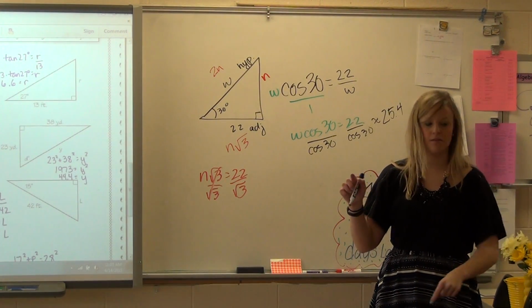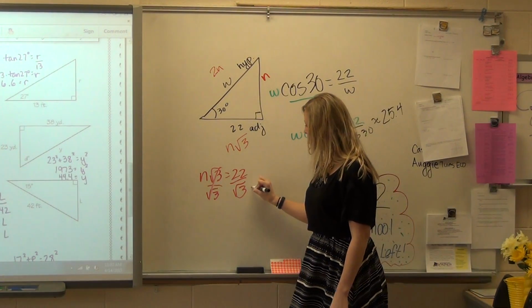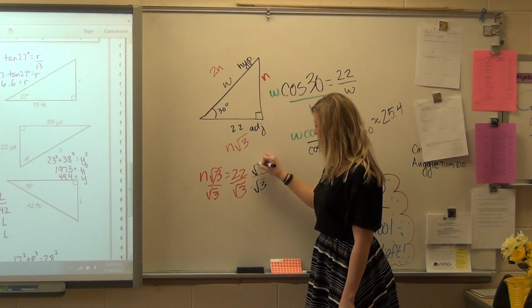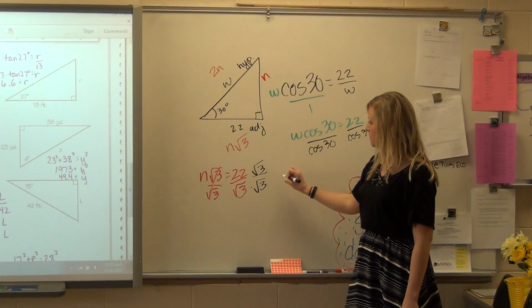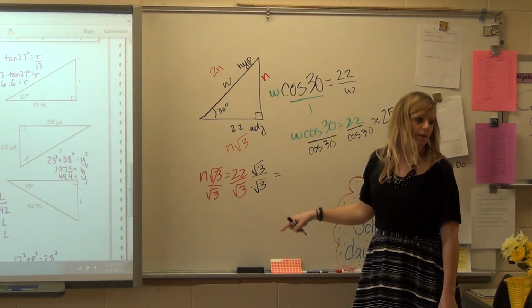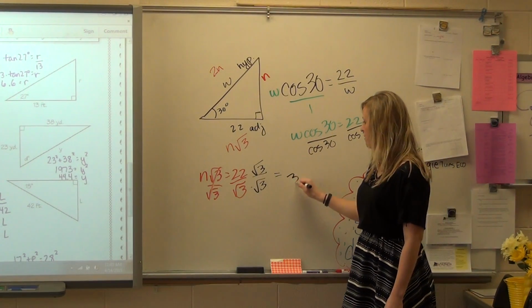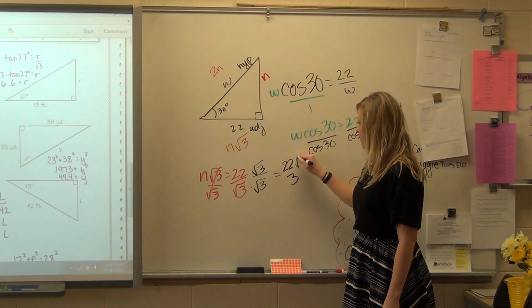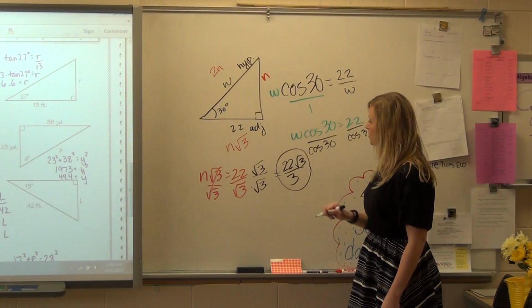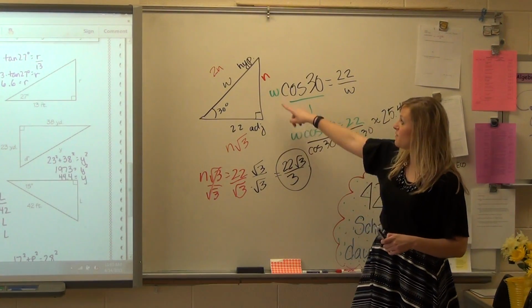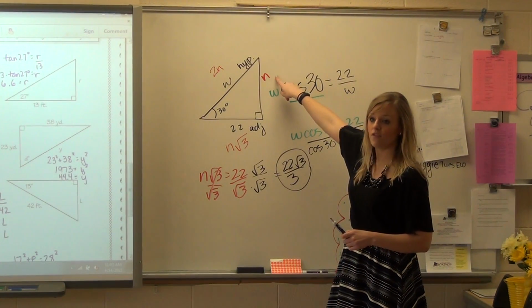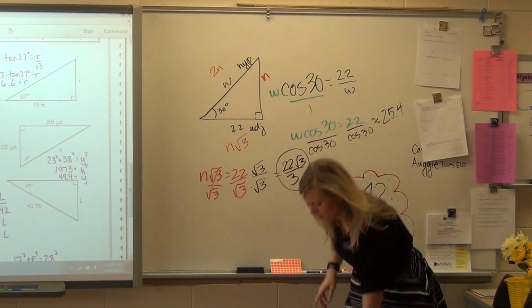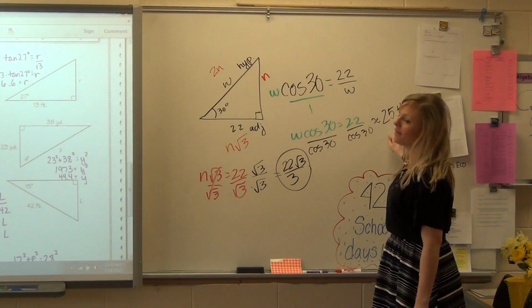When you multiply by root 3 over root 3, that's the same as 1, so it's not changing the value. And you can get rid of the root. So what's root 3 times root 3? 3. Good, so that's how we get rid of the irrational denominator. And so this gives me n, right? If you plug that in your calculator, you get 14 point something.